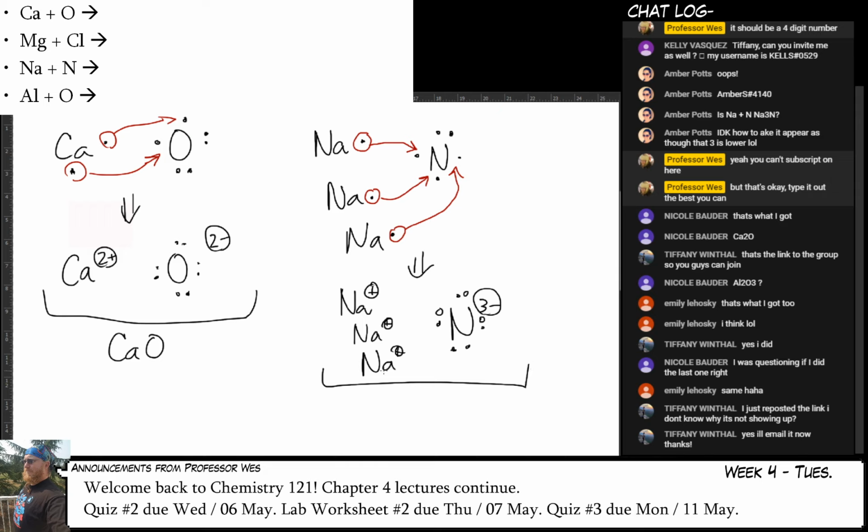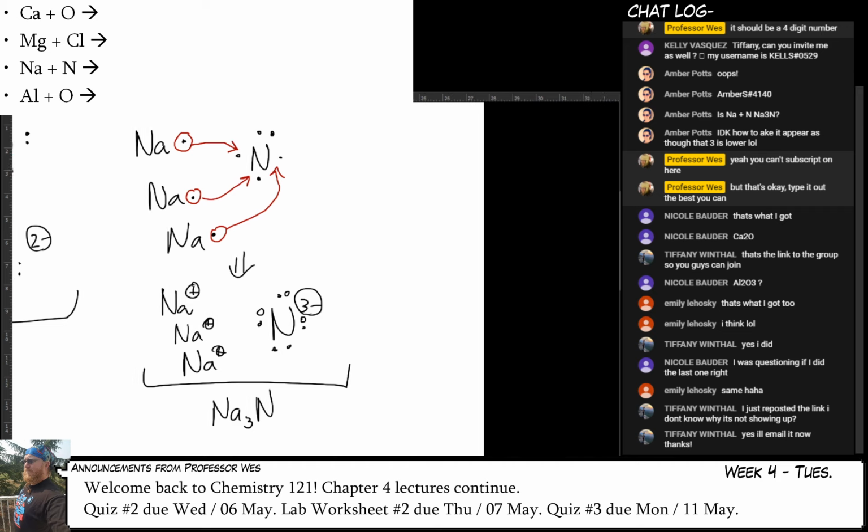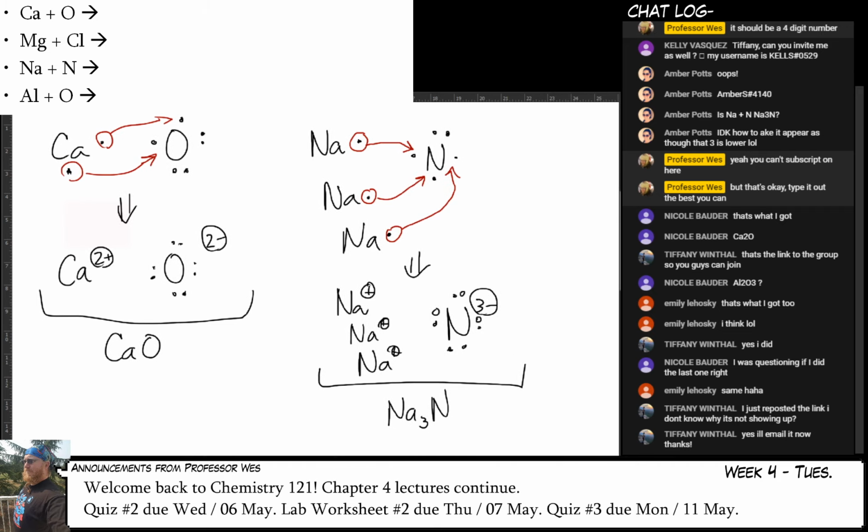So I'd write its formula. There are 3 sodiums, so I go Na subscript 3, and a nitrogen. There you go. There's no space over there, so I gotta go down.